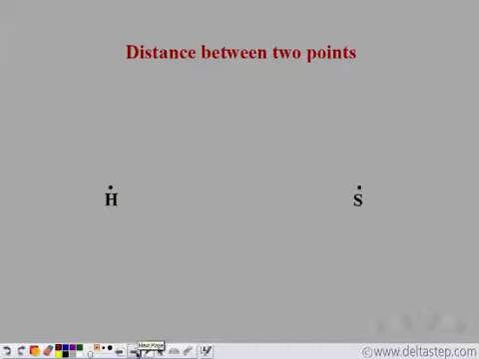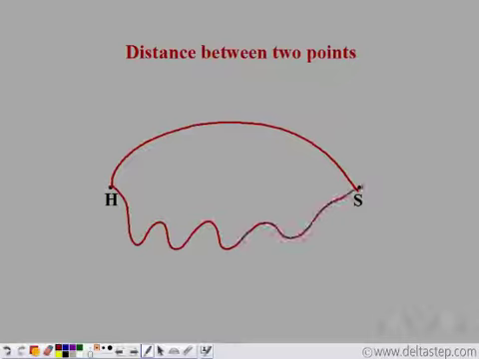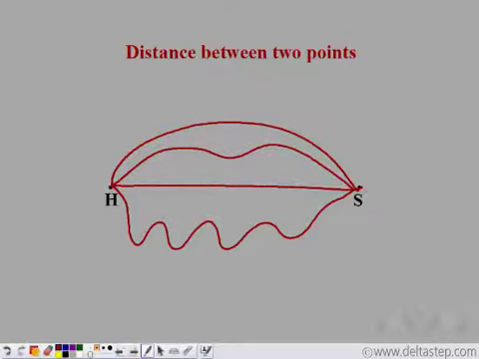So we have these 2 points, point H and point S. Now what is the distance between these 2 points? There can be many possible paths between point H and point S. This is one path. This could be another path. This could be another path. This is another path. So what should we take as the distance between H and S?